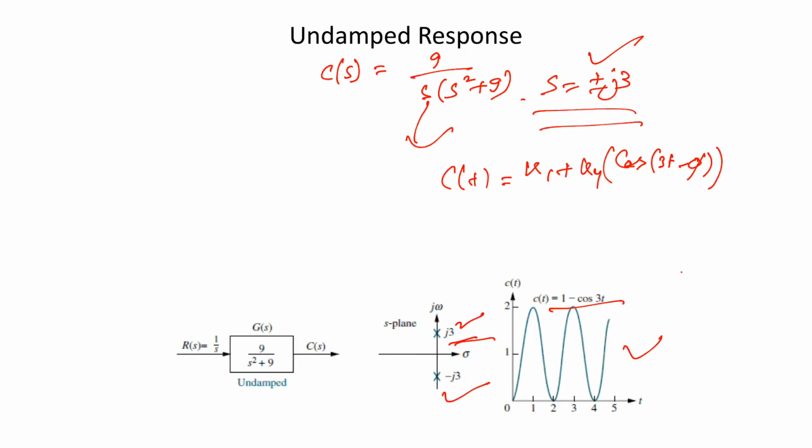Okay, and the response would be like that. So it is known as the undamped response, that is, there is no exponential term, so there is no decay. The absence of the real part, which creates the exponential poles, means we can't have the decay of this response. It means that it will move like that without decay.